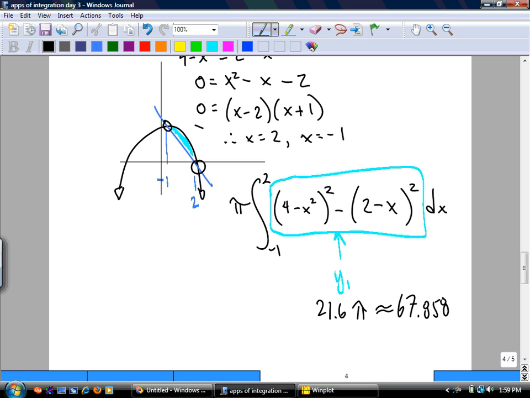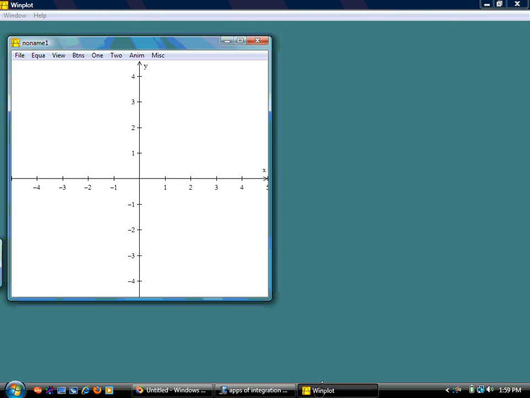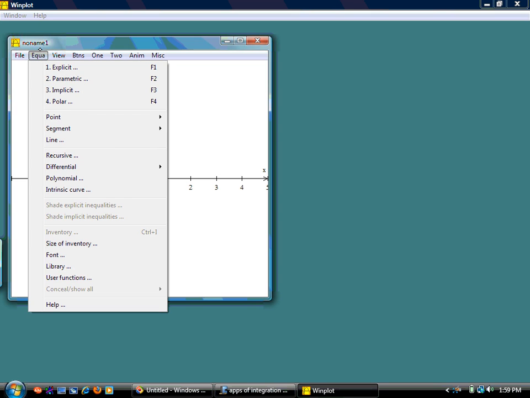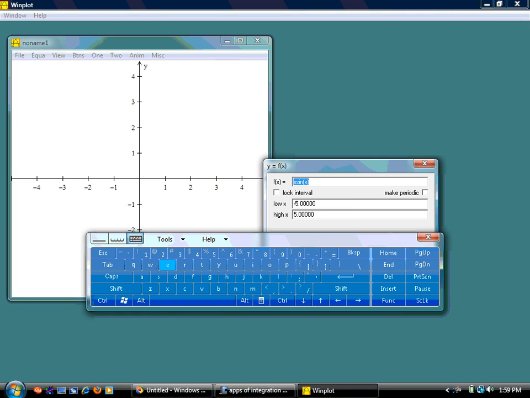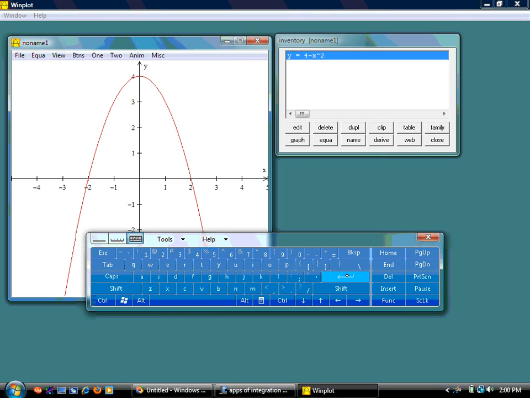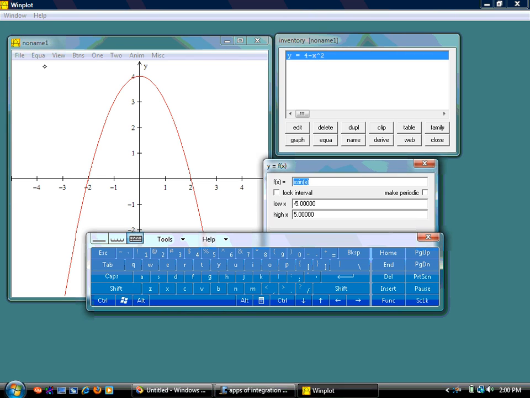Now I was playing with WinPlot this afternoon because I'm the nerd, and we can get it to do this. The volume of revolution, that's awesome. Then I would use it to check your work too. So first function, 4 minus x squared. And then another one, 2 minus x.